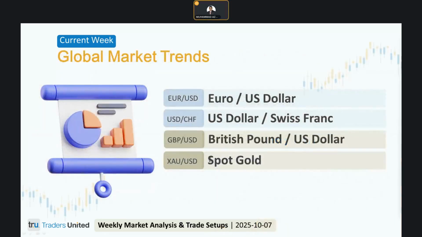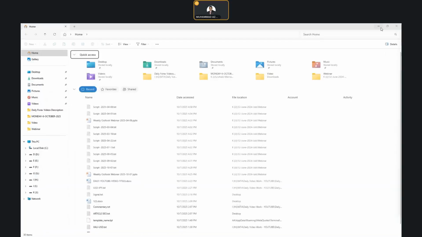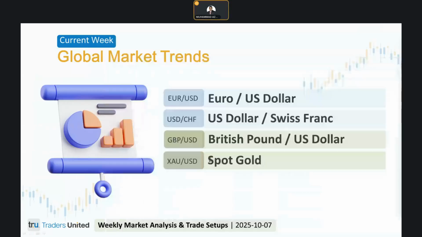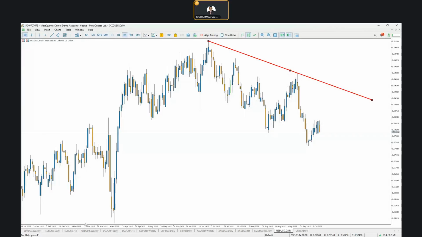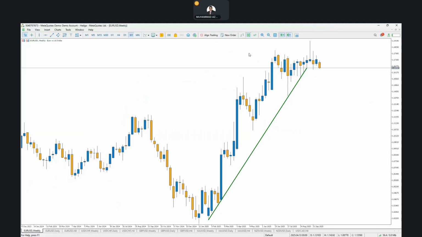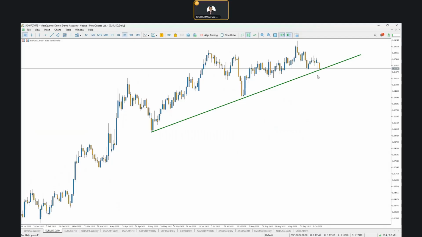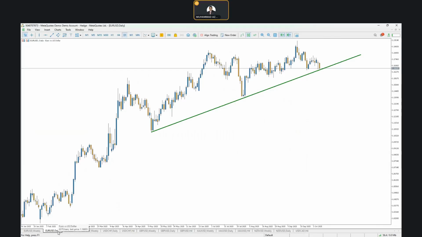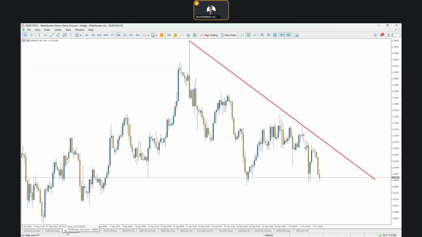Next, let us take a look at this current week's global market trends. So first one is the Euro USD. Let's go over to a chart of Euro dollar. The Euro USD trend looks bullish in weekly. It also looks bullish in daily, but it looks bearish in the 4 hour time frame of the Euro dollar currency pair.